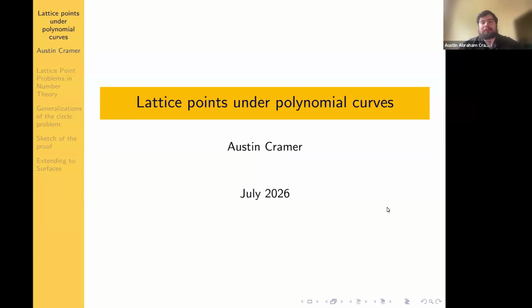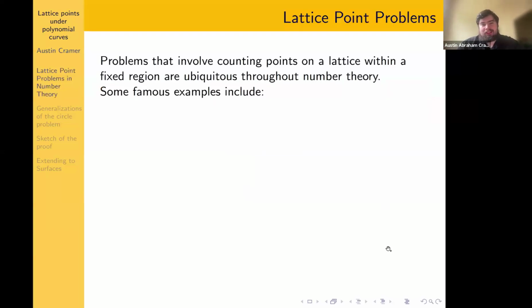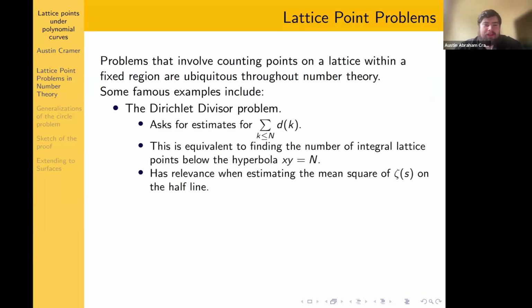I want to talk about some lattice point problems today. Lattice point problems have a tendency to show up in numerous examples connected to number theory, because in number theory we're often very interested in discrete things. Some famous examples include the Dirichlet divisor problem.